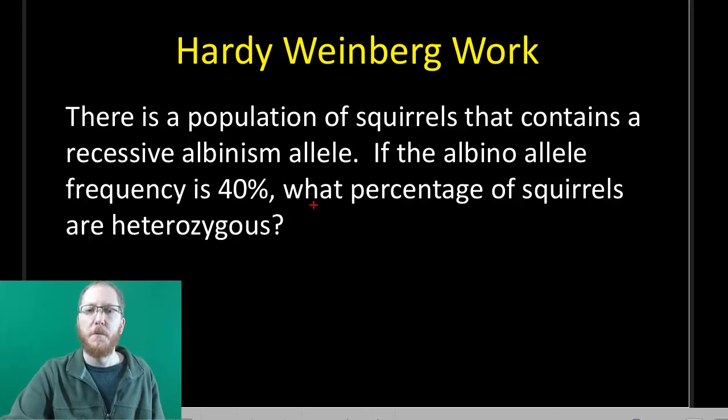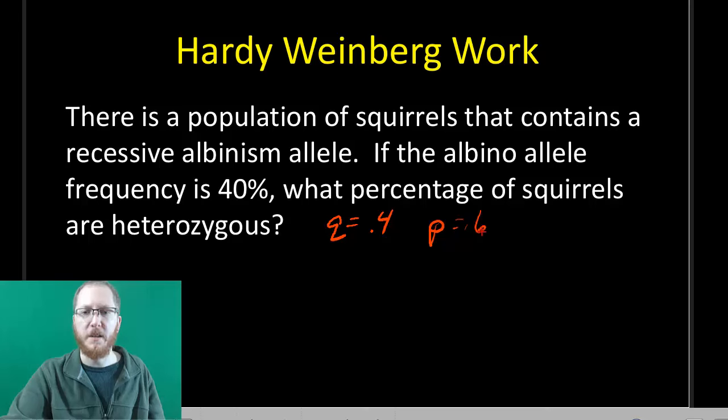So what you need to realize from this is the recessive allele is going to be, because albino is recessive, Q. Notice it's not Q squared, because I didn't say the recessive phenotype or genotype. I just said the allele. So Q is going to be 0.4 as the decimal version. So that means P must be 0.6. 2PQ is the heterozygotes. That's the way to solve it.